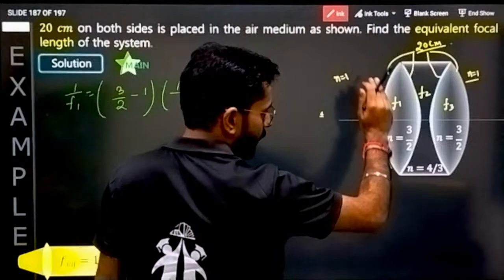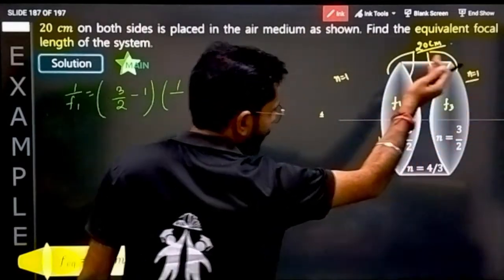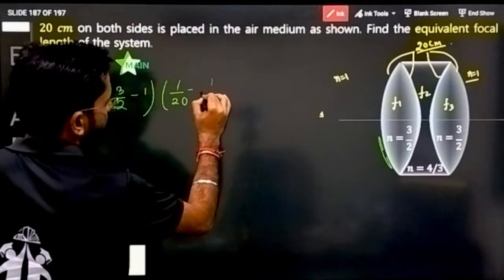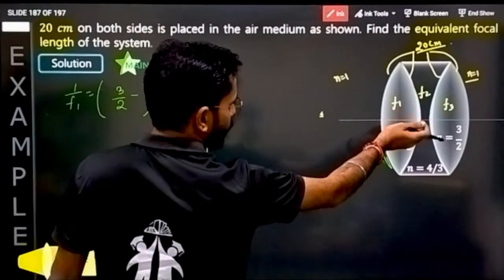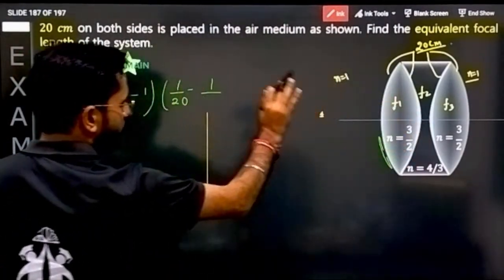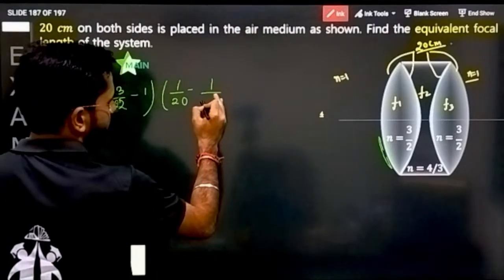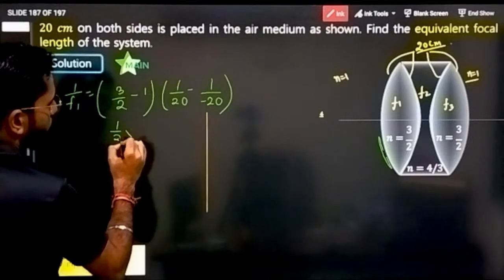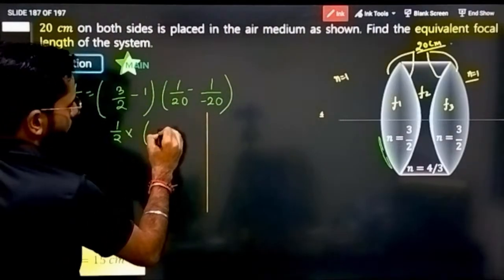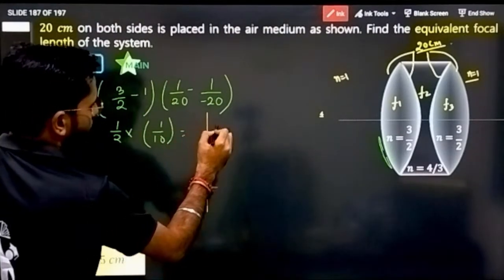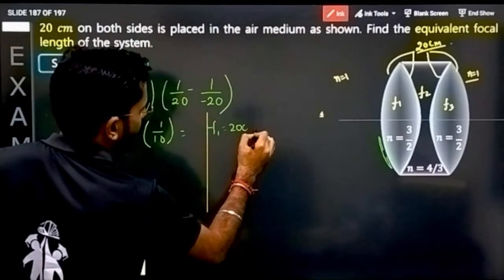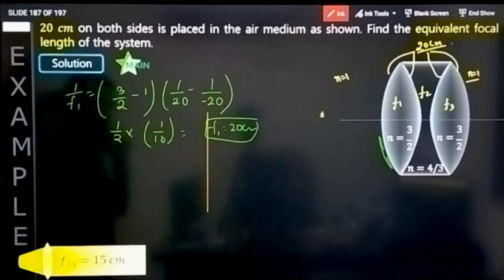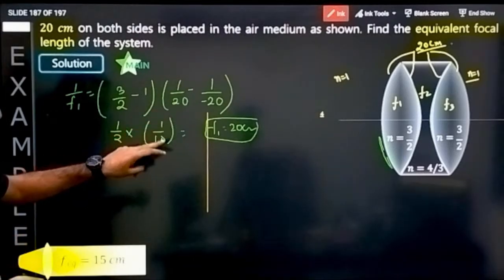Now tell me, this is surface 1. The center of curvature is lying on the right side, and all of these are given as 20, so it will be easy for us. This will become 20 minus. The second one is again radius of curvature 20, but the center lies on the left side, and conventionally I write it as negative. So from here I get 1 by 2 multiplied by 1 by 10. That means focal length f1 I will write as 20 centimeter. Correct? It will become 2 by 20.